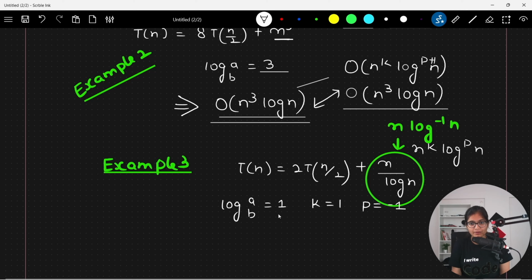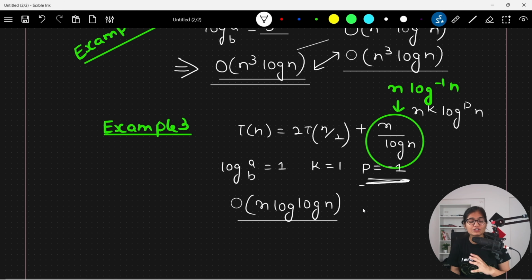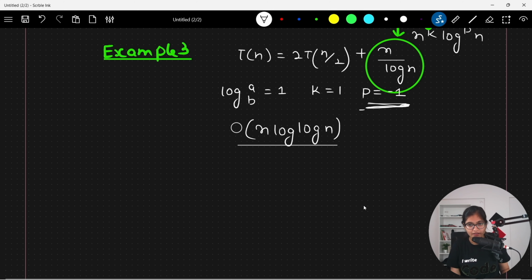At that point of time, the value will be equal to order of n to the power k log of n. So whatsoever value is written here for n to the power k, you have to multiply it with log of n. Whenever you are getting the value of p as -1 here, you need to multiply it with log of n, right?